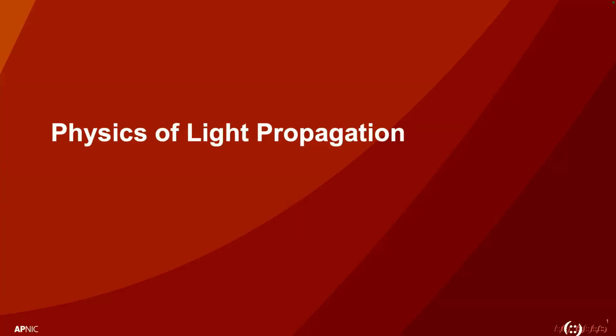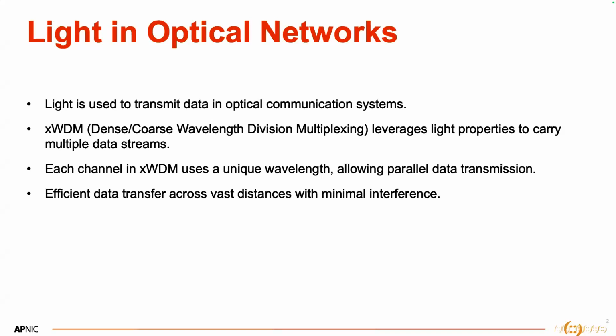So I was talking about the physics of light propagation, right? As I said in the first segment, DWDM is basically all about lights and fibers. So we need to understand how light behaves, how light is used in this technology to carry data from one place to another. How is it even possible to carry such a large chunk of data from one place to another using only light?